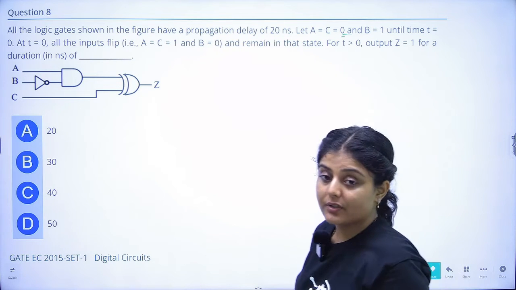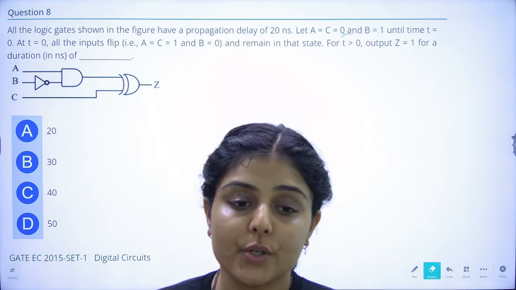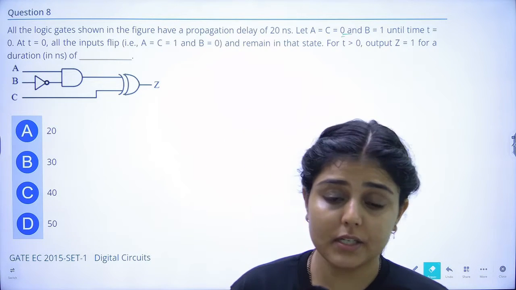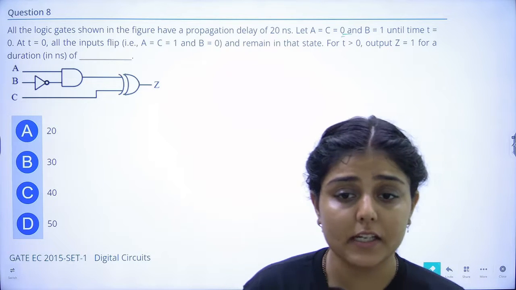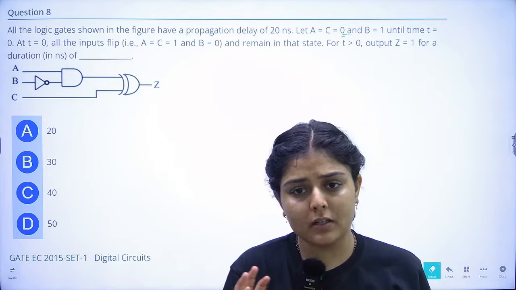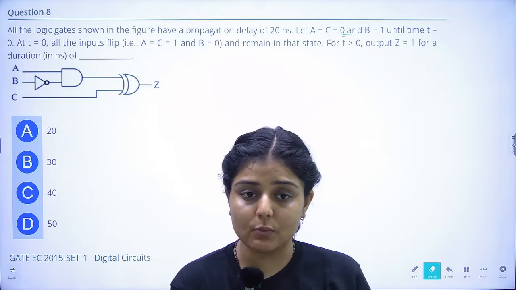Right, moving on to the next question. The question says that all the logic gates shown in the figure have a propagation delay of 20 nanoseconds, and before t some other inputs are given. The inputs A and C are 0 and B is equal to 1 until time t is equal to 0.